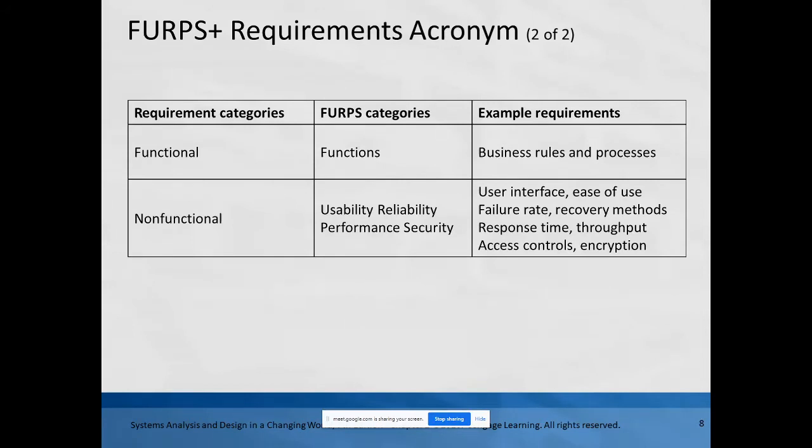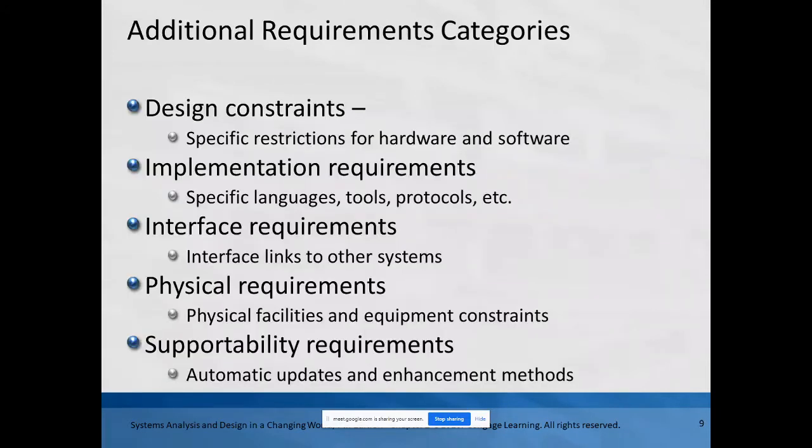But these are all things you need to consider, and none of those, from the user interface to the recovery methods to the response time, none of those have anything to do with the actual system itself. They're all stuff around the system, but they're still important to consider.